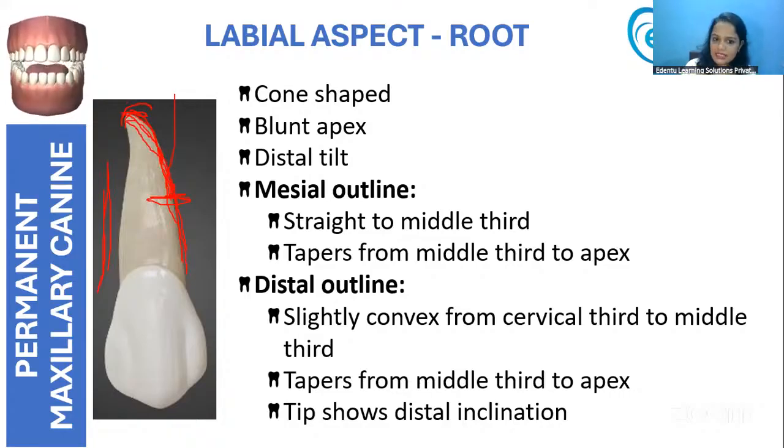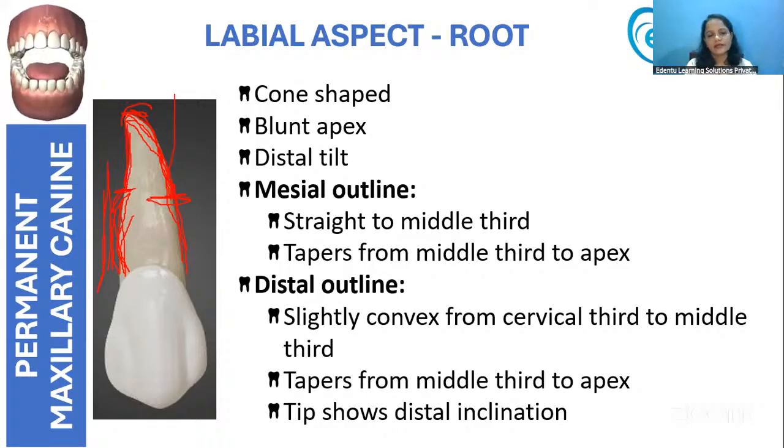Now, if you look at the distal outline, it is a little bit convex. You see this slight convexity in the outline from the cervical third till the midline, and from the midline to the apex again it is tapering. At the end, it is showing a distal inclination also. The tip of the root will usually show a distal inclination. So this is about the labial aspect of the root.